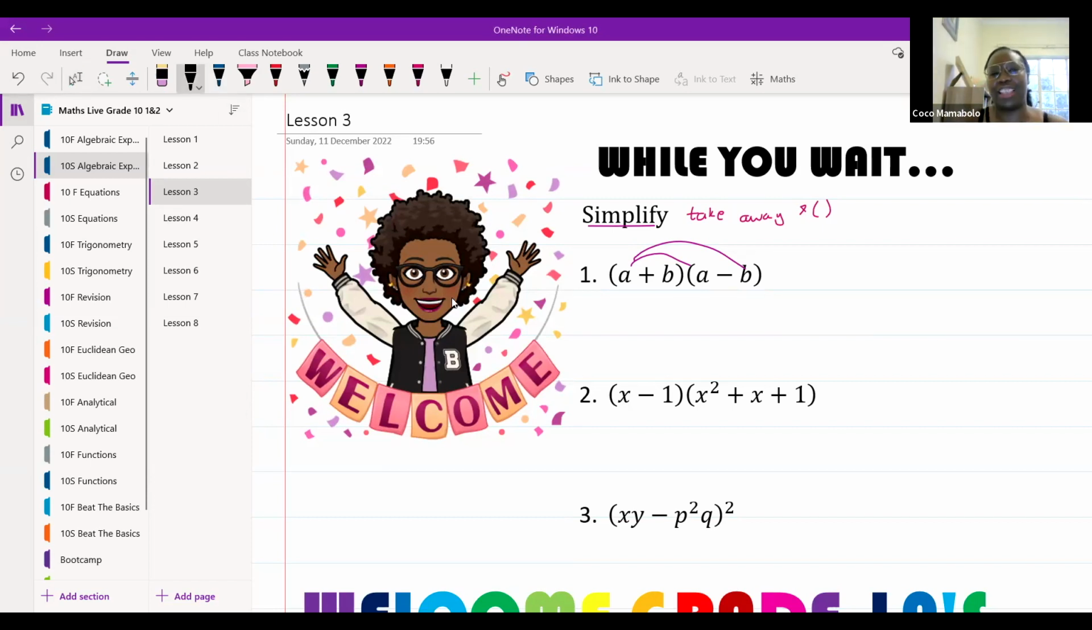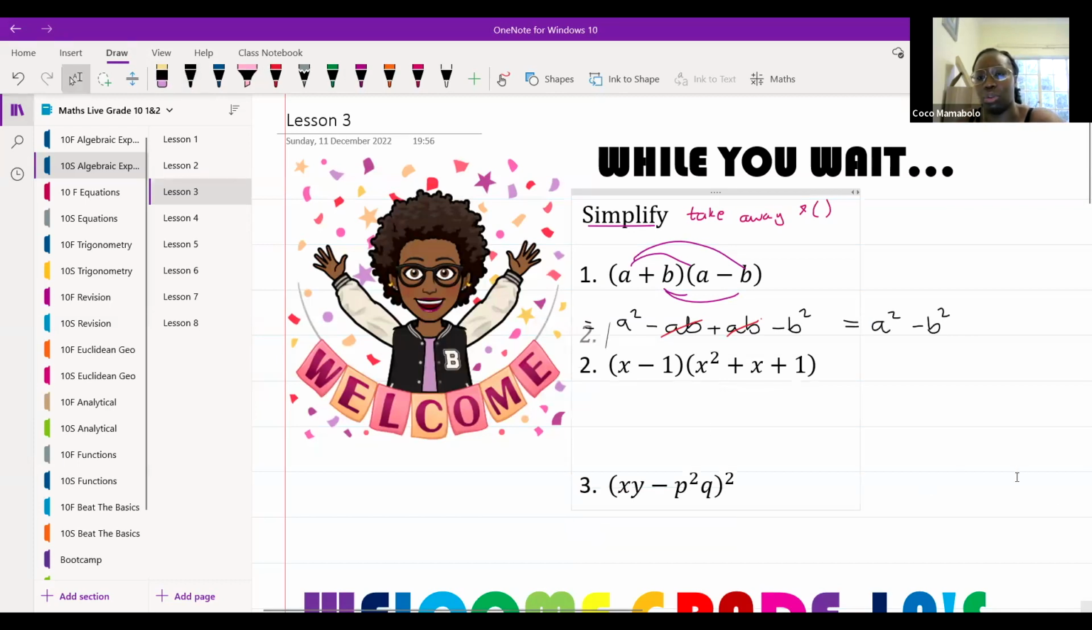Welcome. All right, let's start with FOIL. First, outer, inner, last. So I'm going to do first and outer: a squared minus ab. And then I'm going to do inner, last: I'm going to get plus ab minus b squared. And I see Khulani has already given us the answer to this one, which is excellent. So I know that negative ab plus ab will cancel each other out, and the final answer I will get here is a squared minus b squared. Well done, Khulani. Not even an issue at all.